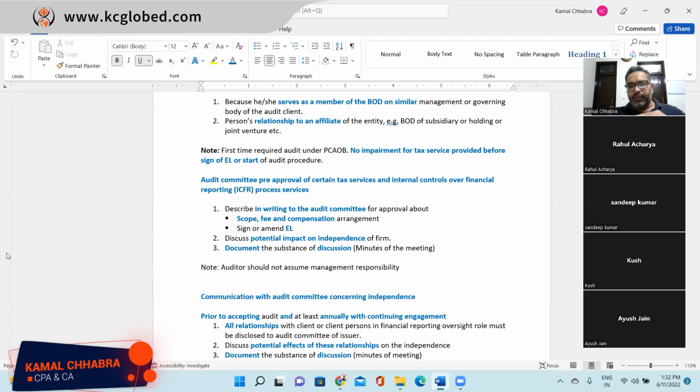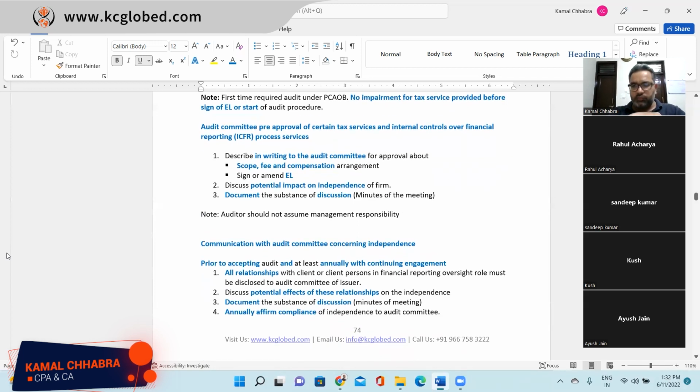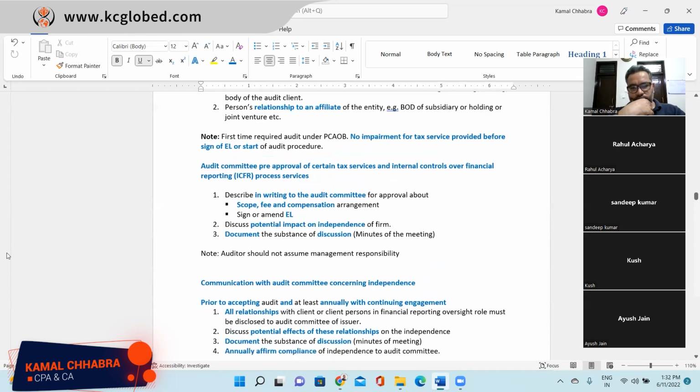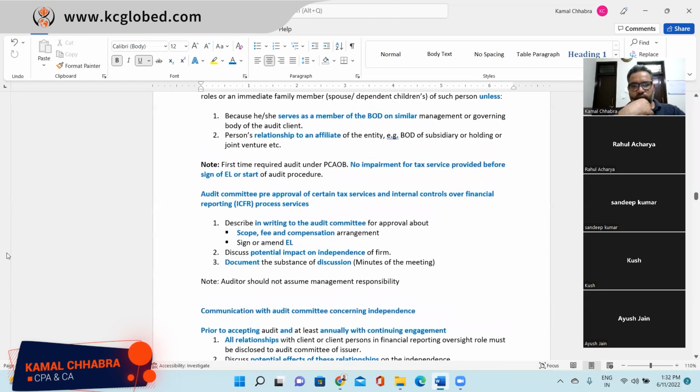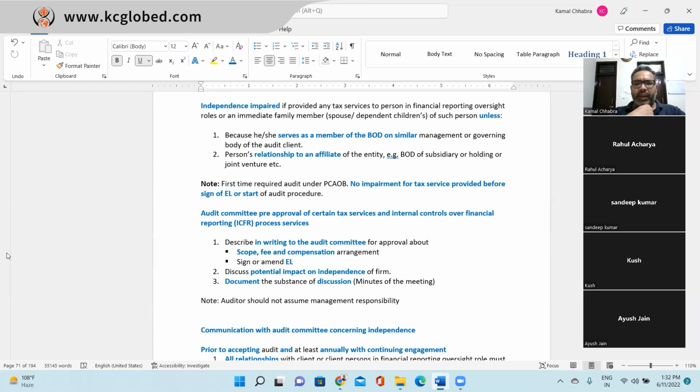Any doubts so far? Sir, regarding the independence being impaired in the tax services case, the first point was not clear to me yet. Because he or she serves as a member of the board of directors or similar management or governing body of the audit client. Right. So you are providing tax services because he or she is on the board of directors of that company, not for any other reason.